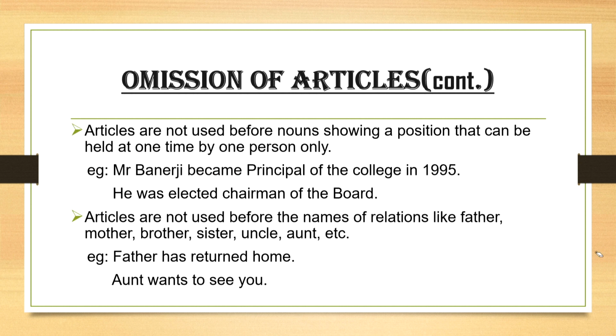Now, moving on, articles are not used before nouns, showing a position that can be held at one time by one person only. For example, Mr. Banerjee became the principal of the college in 1995. So, this sentence will be totally wrong. Instead, the correct statement would be Mr. Banerjee became principal of the college in 1995. Another example, he was elected chairman of the board.